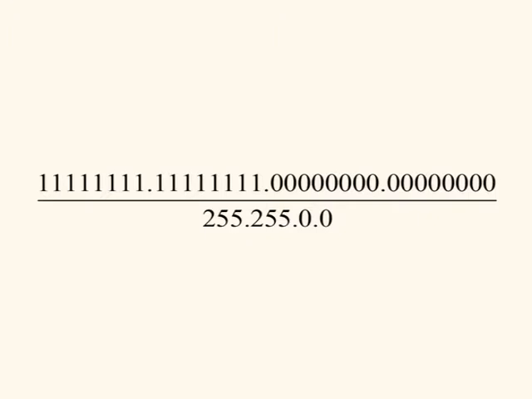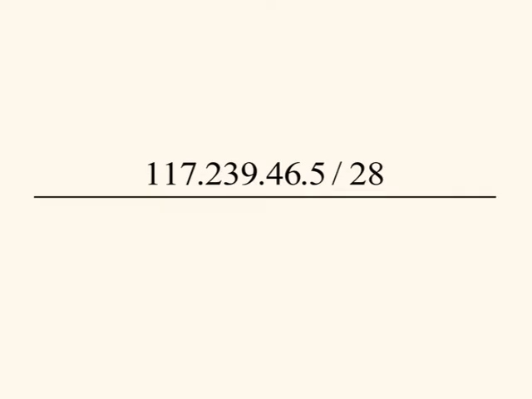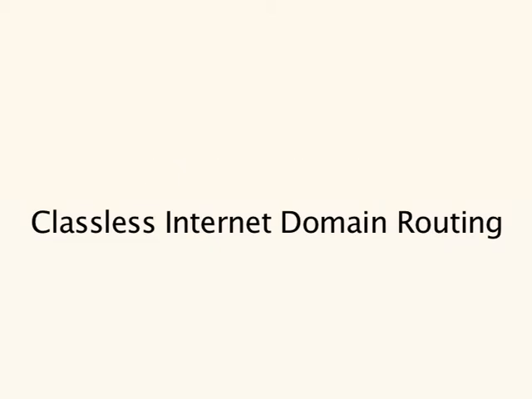Similarly, if the first two octets are to be used as network ID and the last two octets are to be used as host ID, then the subnet mask in binary format and decimal format will be as shown on the screen. Another method used nowadays is CIDR, that is classless inter-domain routing. In CIDR, net ID and host ID are identified from the network prefix.